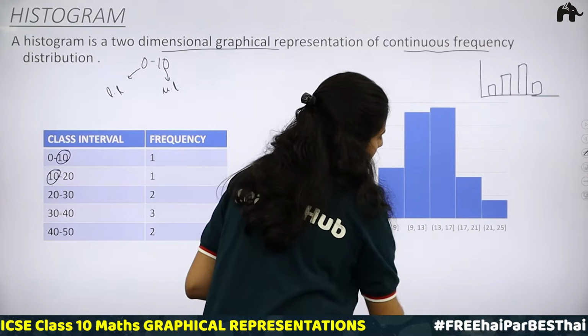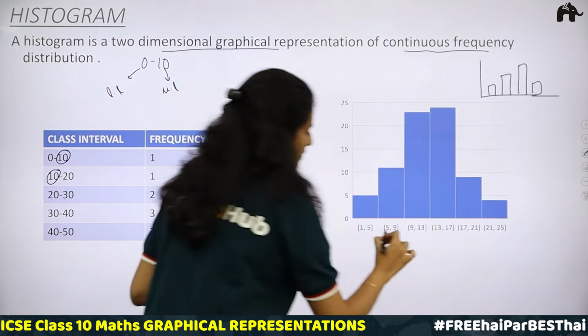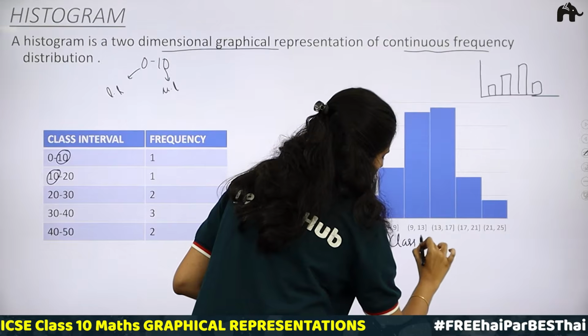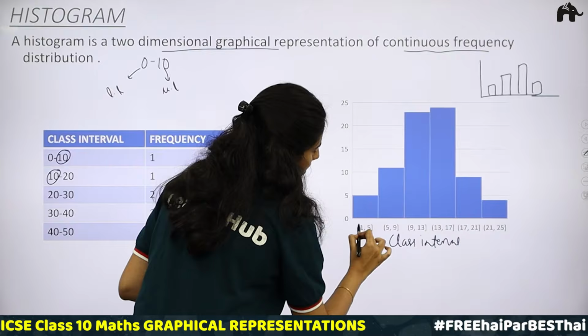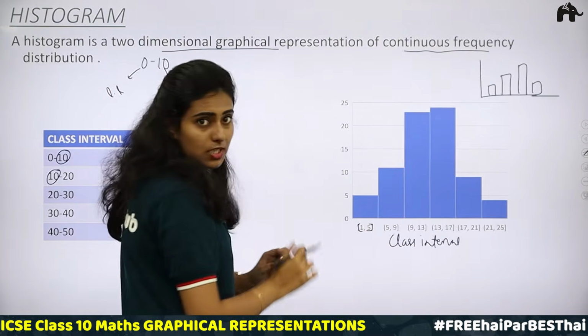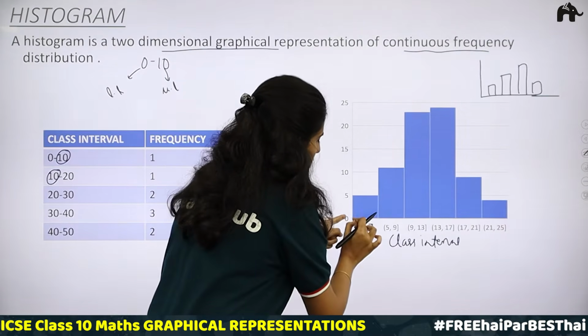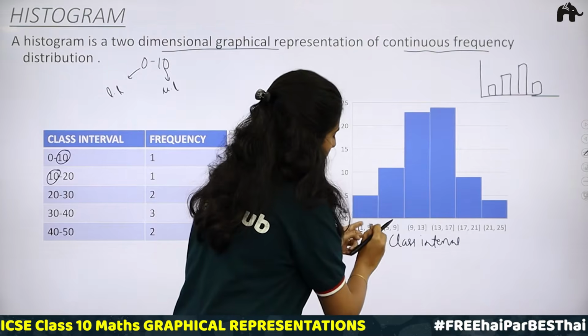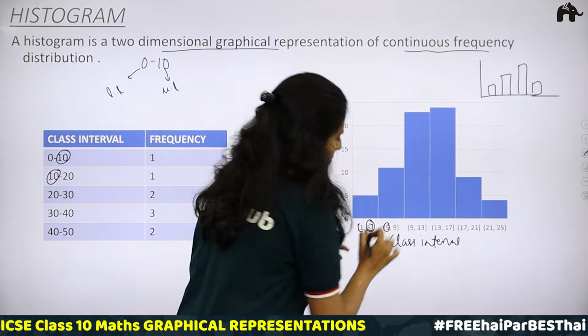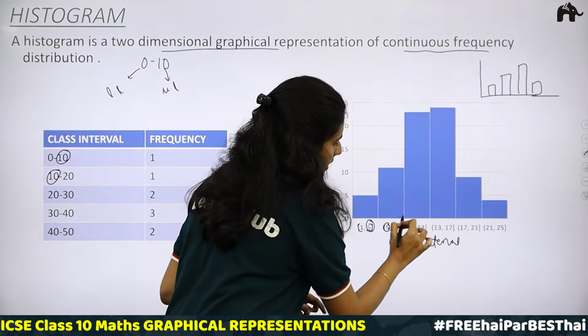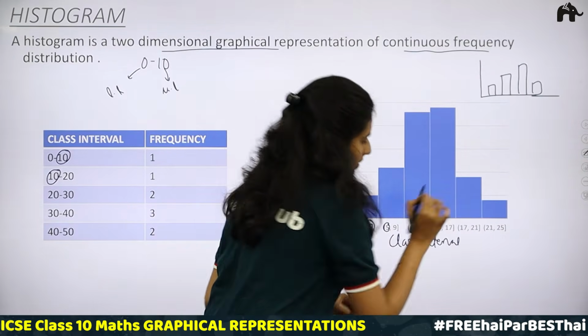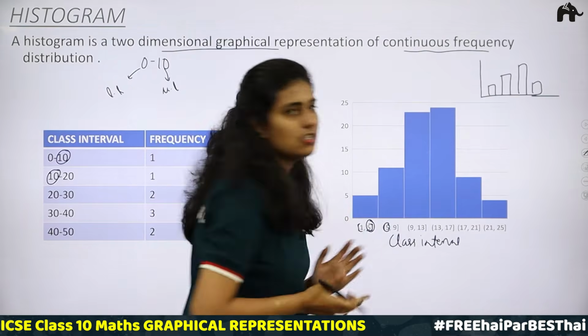On the x-axis we will be taking the class interval. This is an example. Here 1 to 5 means starting from 0 up to 5, then 5 to 10. So here the upper limit and the lower limit of the next interval are the same. 5 to 9 means from 5 to 9, 9 to 13, 13 to 17. So there is a continuity.